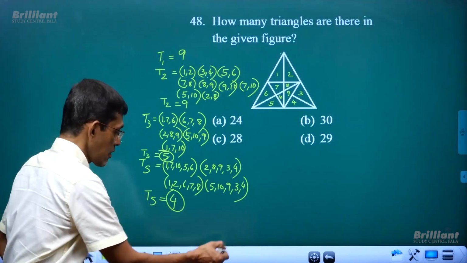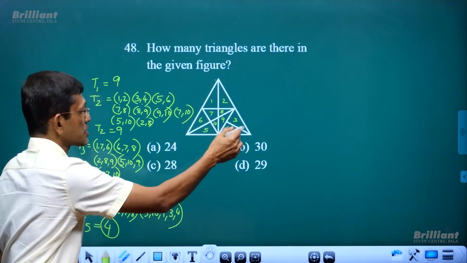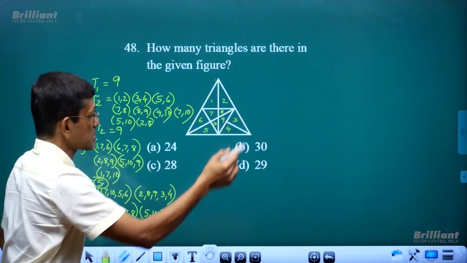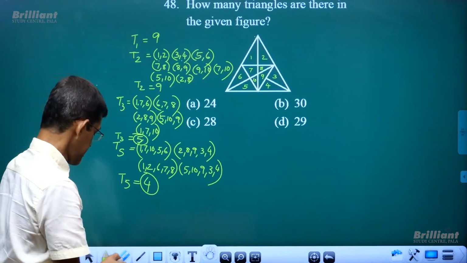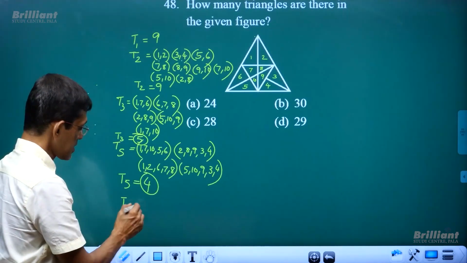Now if you take all these pieces together, see that? All these pieces together, that's a triangle. So how many pieces? Ten pieces together. So T10, let me mark it as T10. T10 means when we take 10 pieces, that's a triangle.